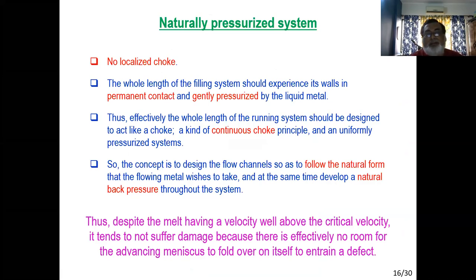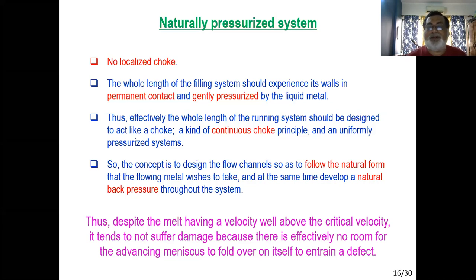There is another process, the naturally pressurized system. So we have a pressurized system, we have an unpressurized system, and then we have a naturally pressurized system. Probably from next year, I tend to advocate the naturally pressurized system, but up to this year, we have used the unpressurized system. So what is a naturally pressurized system? In a pressurized system, the area is reducing ahead of the running system. As a result, velocity increases. In the unpressurized system, the area is increasing, so velocity is decreasing ahead of the running system.